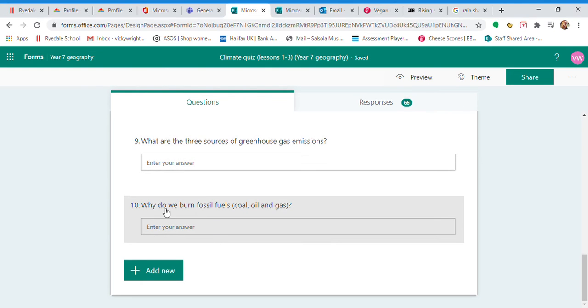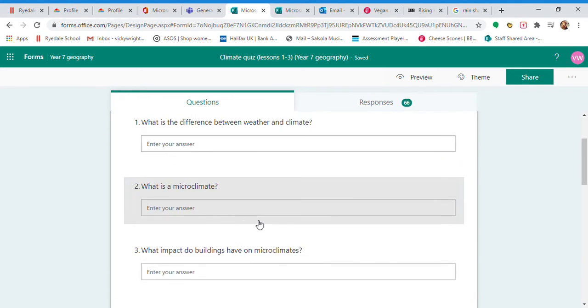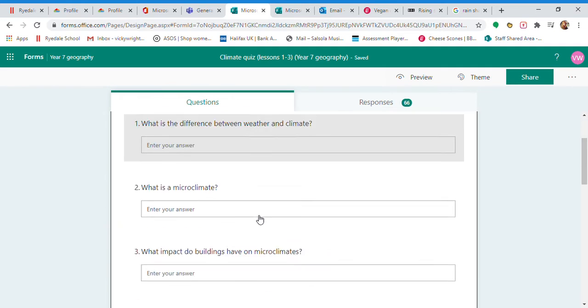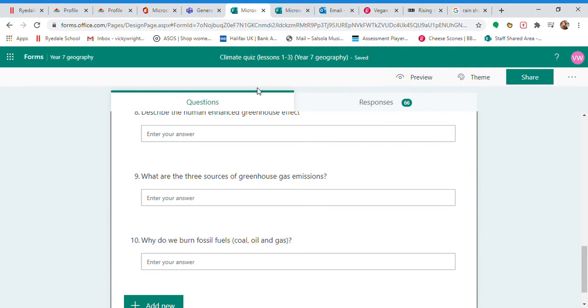Which leads us into that question, why do we burn fossil fuels? Well, for energy. So coal, oil and gas can be burned to create electricity in power stations. Petrol and diesel is a form of oil that is burnt in a car engine to make your car move. So they're the answers to those ones. Some of those are quite tricky. Okay, feel free to go back and look at the lessons if you want to go over it. But they're the answers to those questions.